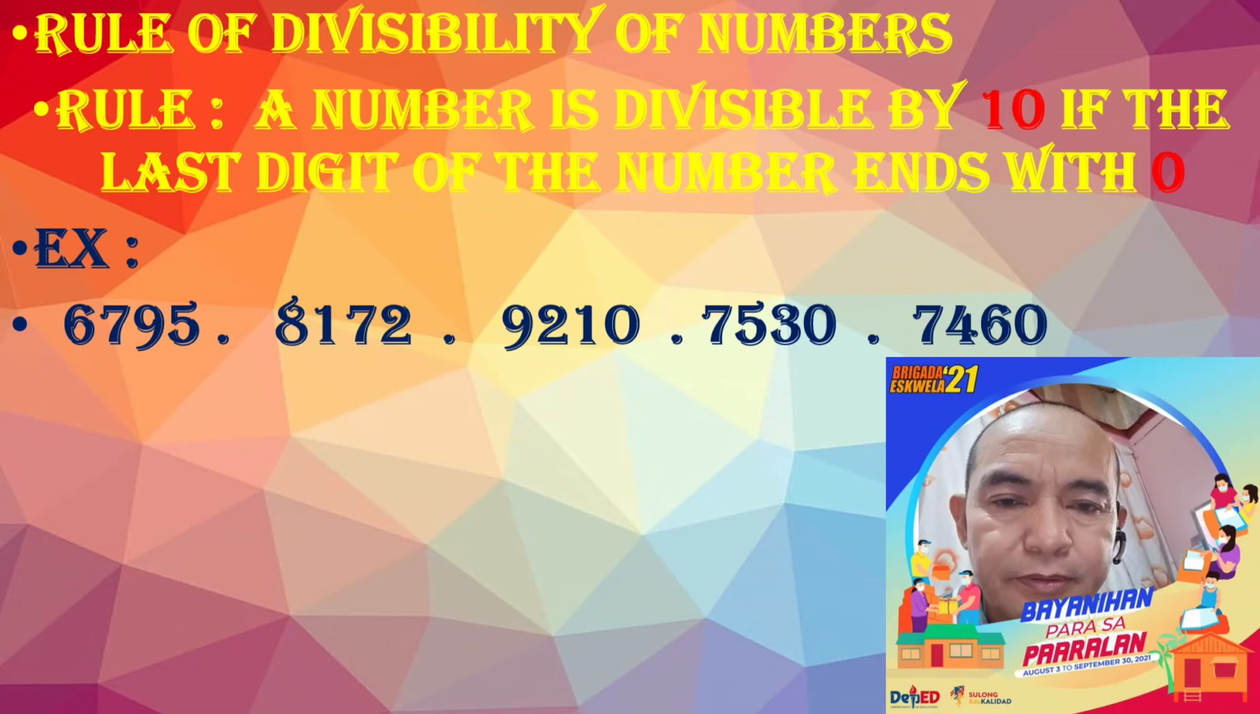Next one, 7,530. It also ends with 0. So automatically, you will say this is divisible by 10. Last number is 7,460. Also ends with 0. So automatically, you will say this is divisible by 10. So very simple. Divisibility of 10. You just simply look at the numbers. If it ends with 0, then your answer will be divisible. So divisibility of numbers 2, 5, and 10 is very easy.